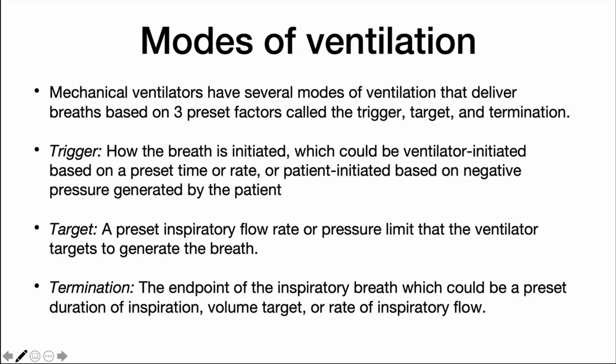Mechanical ventilators have several modes of ventilation that deliver breaths based on three preset factors called the trigger, target, and termination. Now the trigger is how the breath is initiated, which could be ventilator initiated based on a preset time or rate, or it could be patient initiated based on negative pressure generated by the patient. Target is a preset inspiratory flow rate or pressure limit that the ventilator targets to generate that breath. And then termination is the endpoint of the inspiratory breath, which could be a preset duration of inspiration, a volume target, or a rate of inspiratory flow.